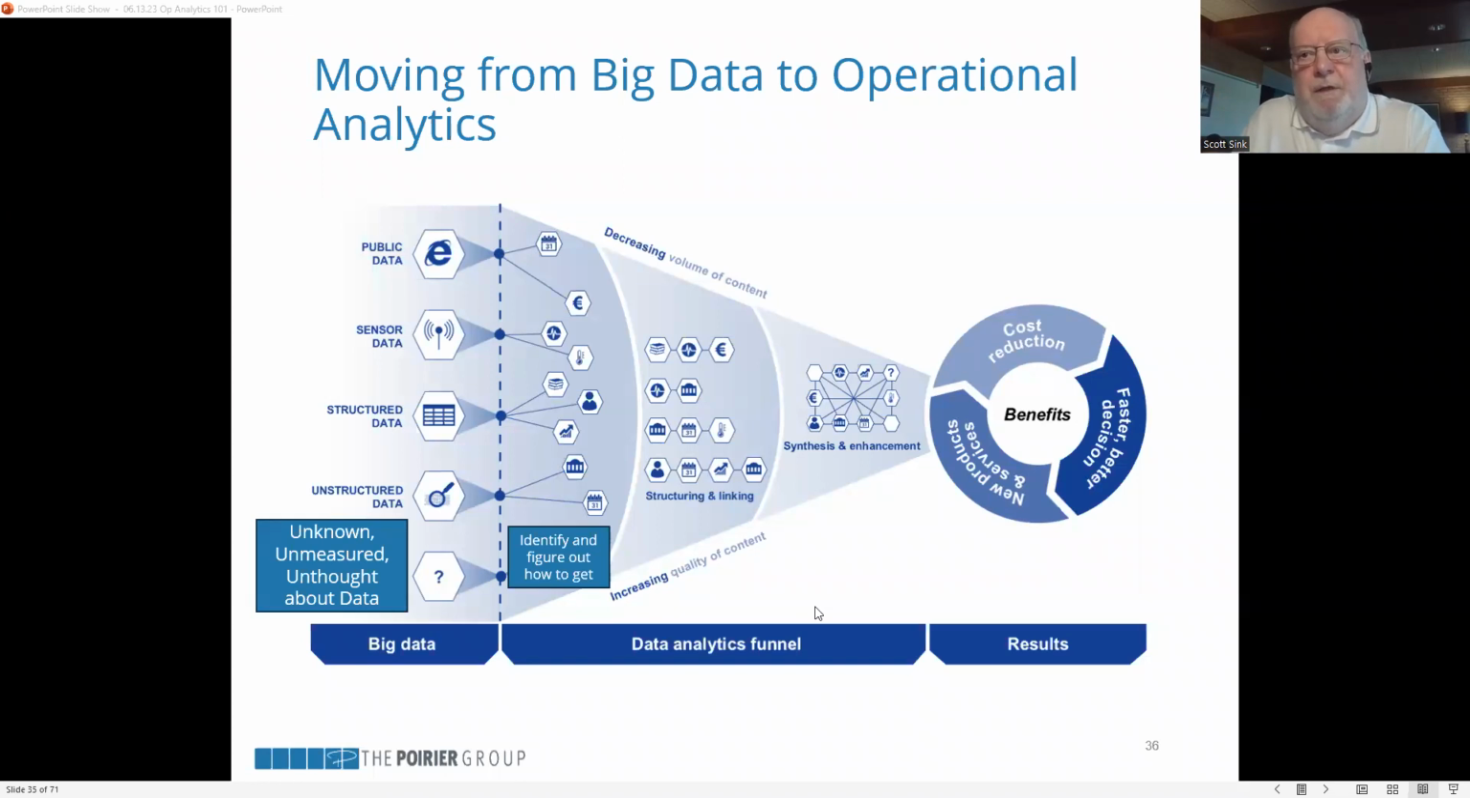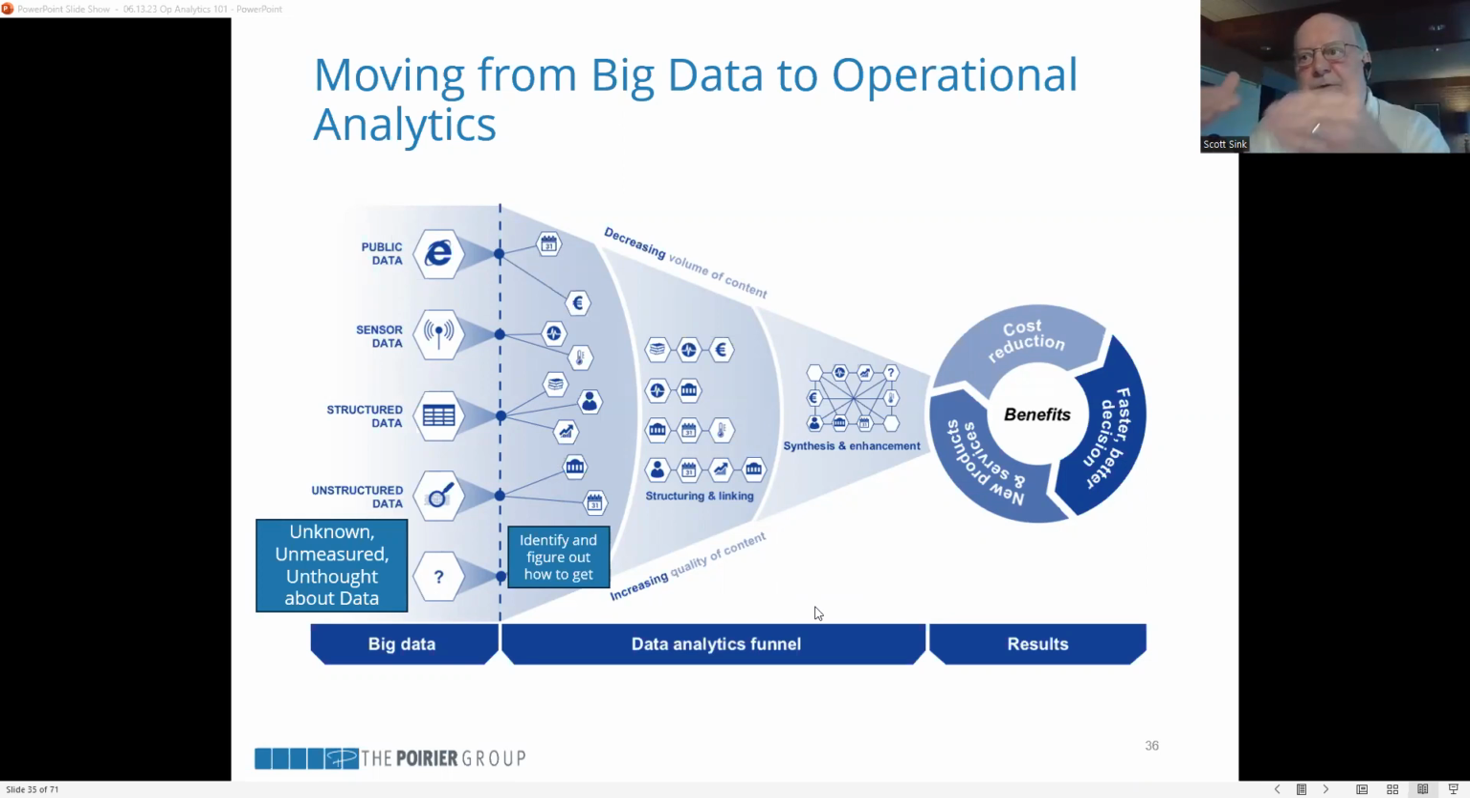One of the keynote speakers at the IISE conference in New Orleans, from the University of Michigan, Industrial and Operations Management Department, Judy Jen, talked about data fusion, and it was a really interesting presentation because I never thought about data fusion quite as broadly as she did. You've got sensor data, public data, structured data, unstructured data, and then this big question mark: unknown, unmeasured, unthought-about data that we need to solve the performance problems that we've got.